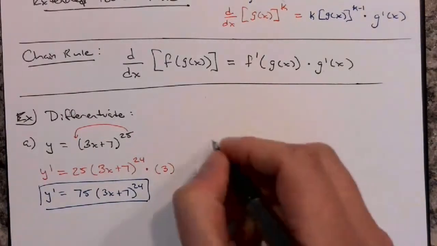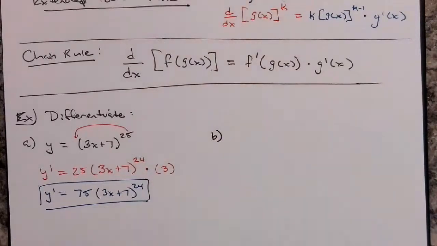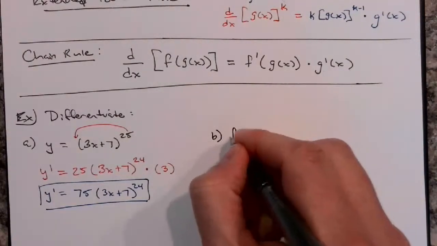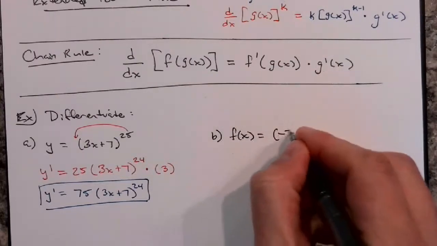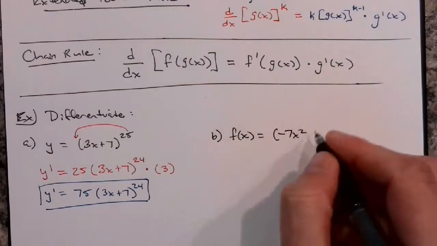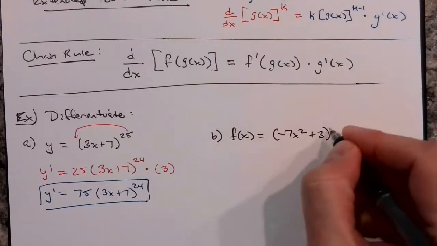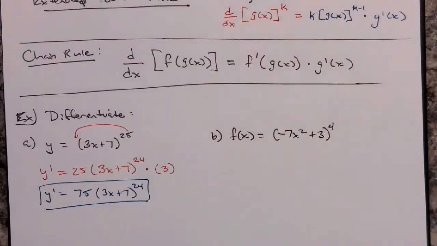Let's take a look at another one. If I had, call it f of x equals negative 7x squared plus 3, say raised to the 4th power.